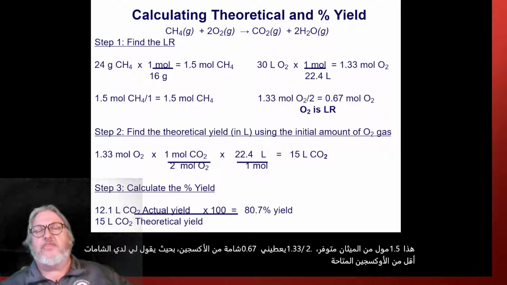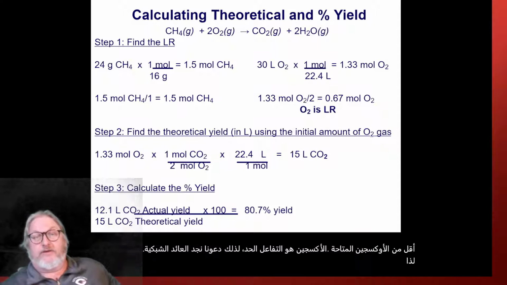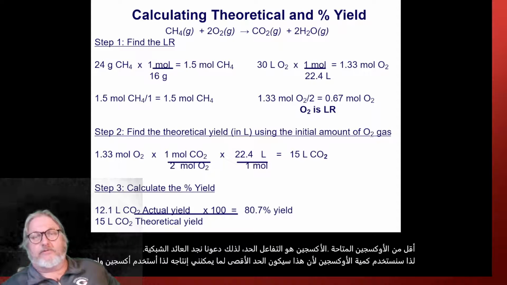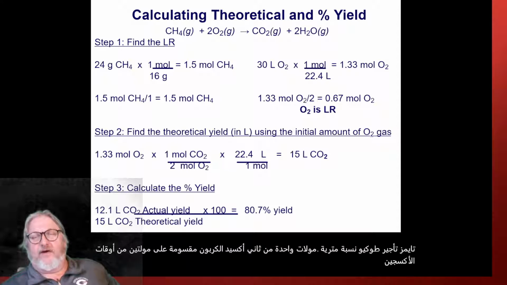So let's find the theoretical yield. We're going to use the amount of oxygen because that's the max of what I can produce. So I use oxygen, 1.33 moles, times the stoichiometric ratio, 1 mole of CO2 divided by 2 moles of oxygen, times, since they gave me liters, the molar volume, 22.4, which means I should have produced 15 liters of CO2.